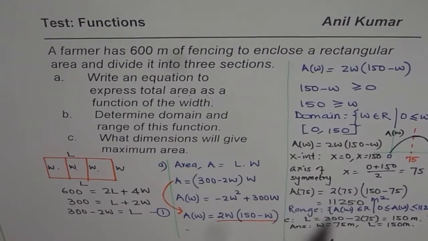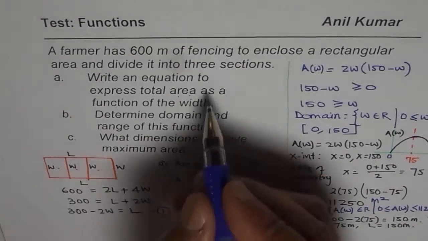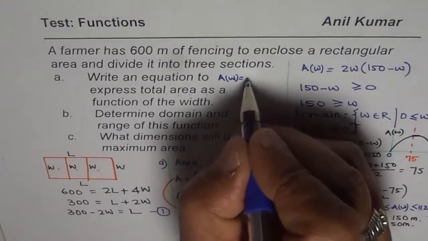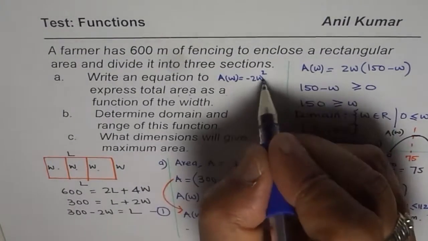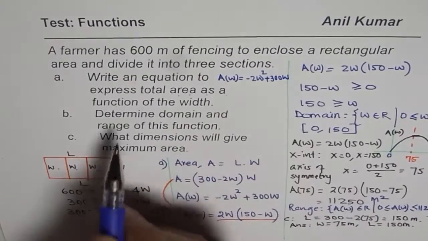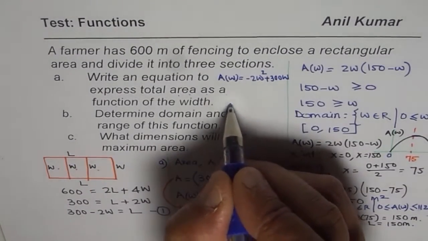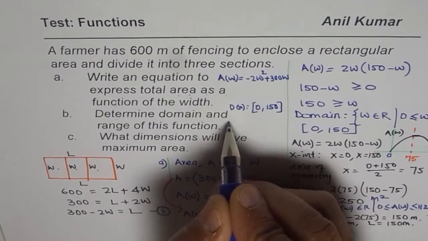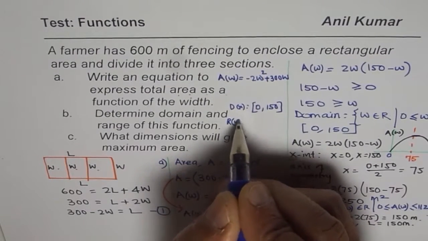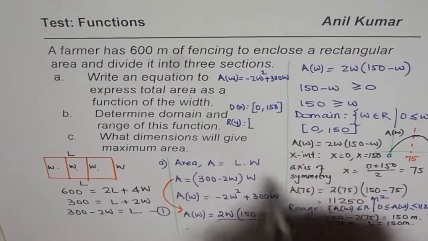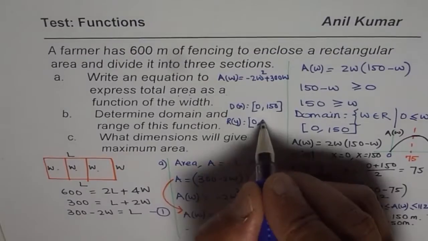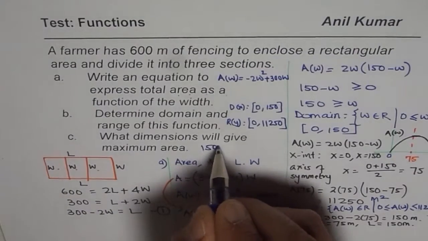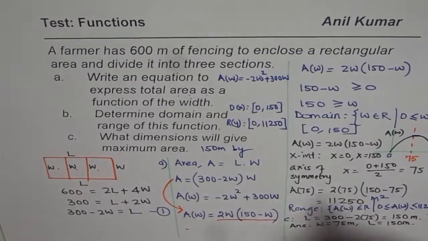So let me write down all the answers once again. Write an equation. So the equation here is A(W) equals, so you could write any of these equations, minus 2W squared plus 300W. Domain and range. Domain is from 0 to 150. The range, let me say y in this case, is from 0 to 11,250, and the dimensions are 150 meters by 75 meters.